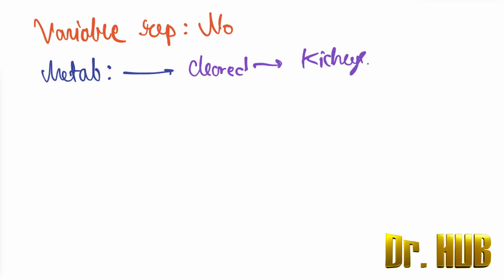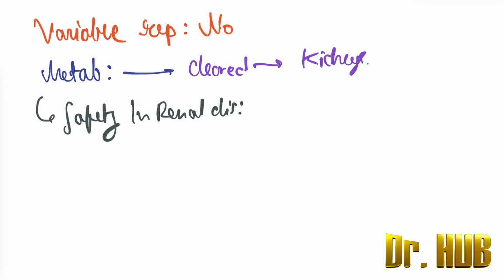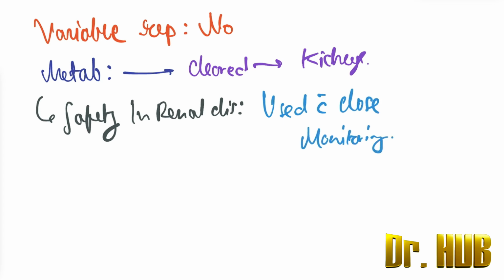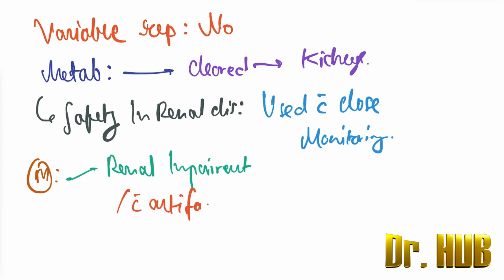Next, we move on to the safety in renal diseases. The answer here is it is used with close monitoring. And how is the monitoring? The monitoring is required only in renal impairment, and it is done with the anti-factor 10A assay.